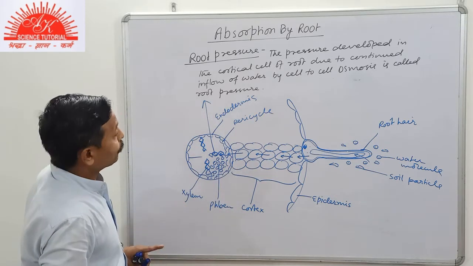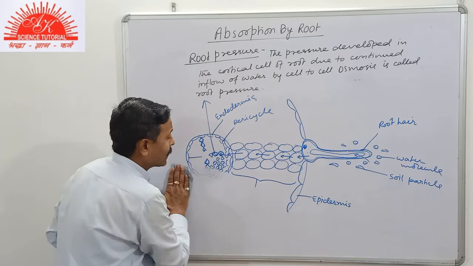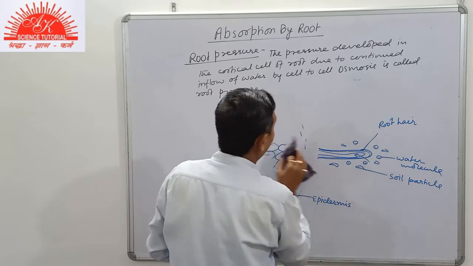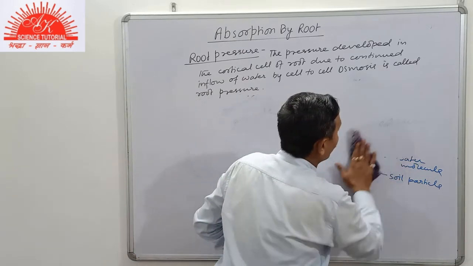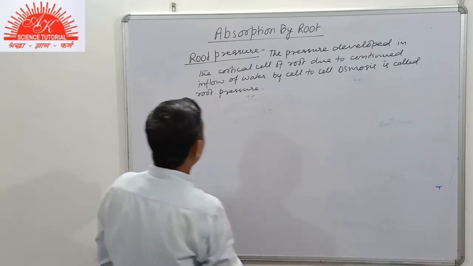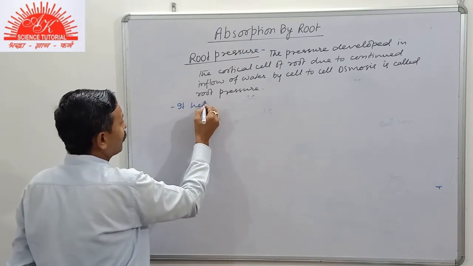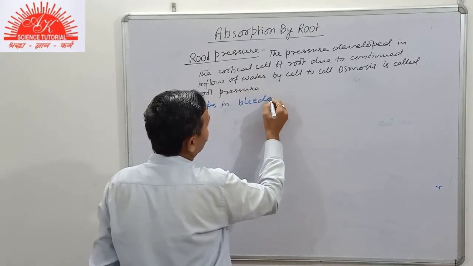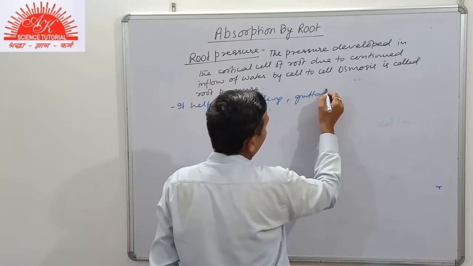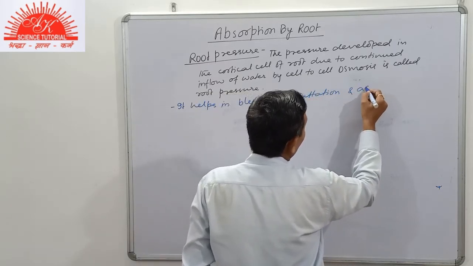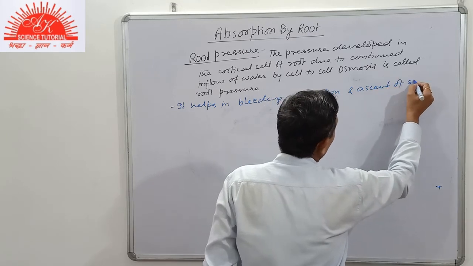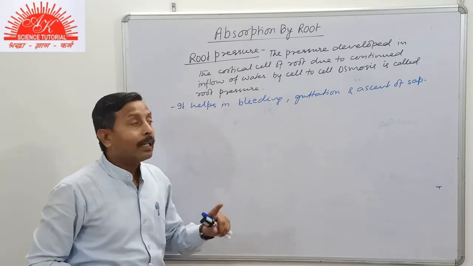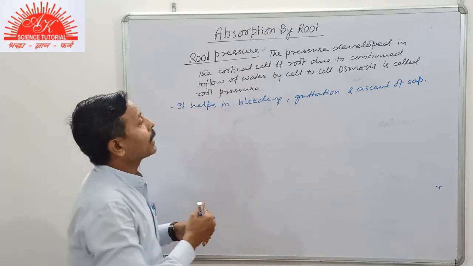Clear, student? Now root pressure helps in some natural phenomena. What are these phenomena related to root pressure? Root pressure helps in bleeding, guttation, and ascent of sap, that is the upward movement or transport of water and minerals through the xylem vessel. It will help in ascent of sap in small plants.